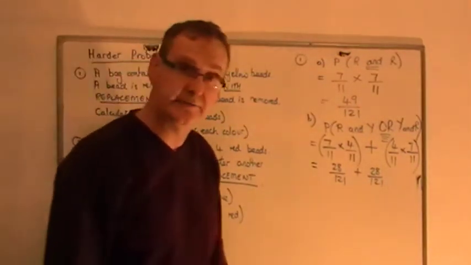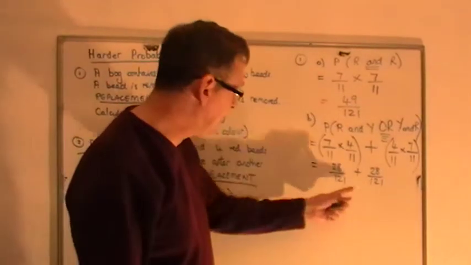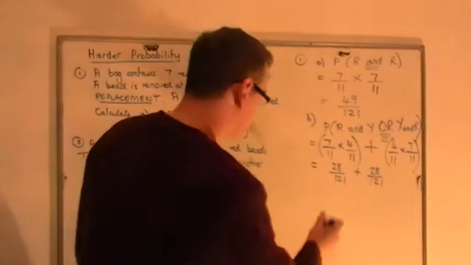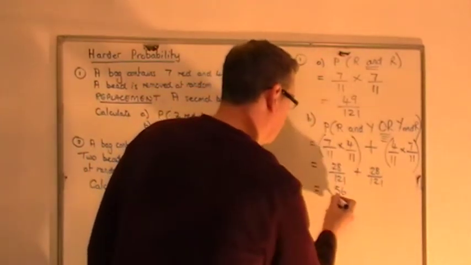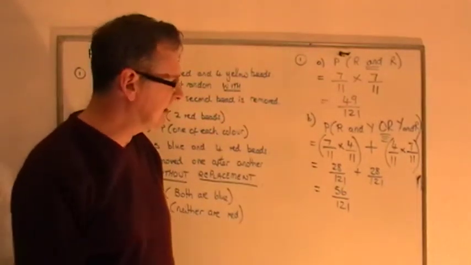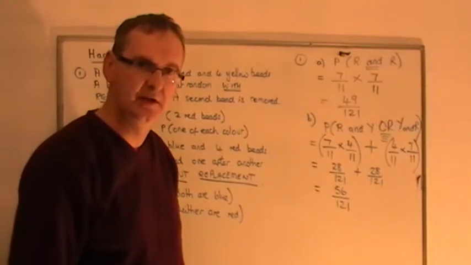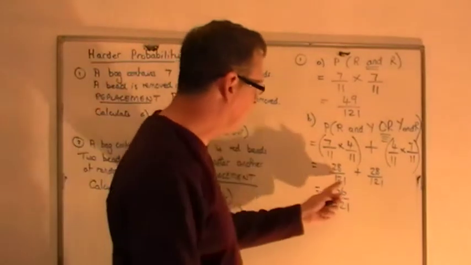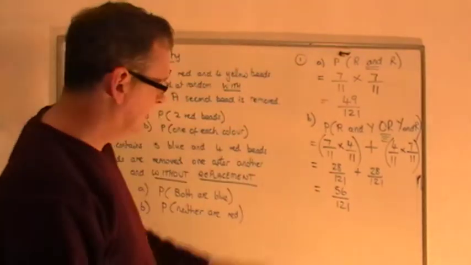Now remember how you add up fractions? They must have the same bottom line. They do have the same bottom line here. So all you need to do is 28 plus 28 is 56 121sts. It's like saying 28 cats plus 28 cats gives 56 cats. So you do not add up 121 plus 121 to give 242. And that's the answer.